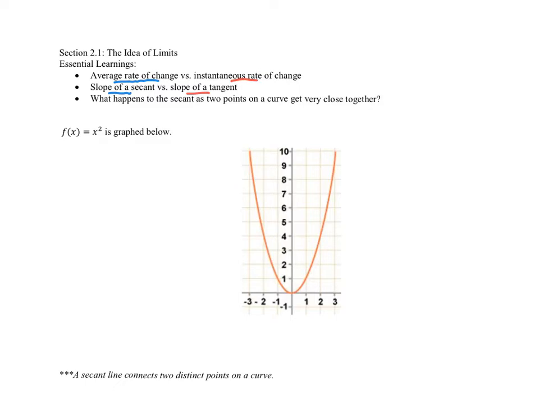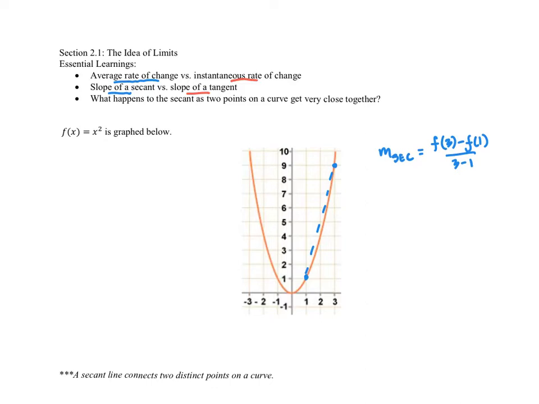So for example, I want to draw a secant line on the interval from x equals 1 to x equals 3. This dotted red line, or excuse me, blue line, is going to represent the slope of a secant line, which would be f of 3 minus f of 1 over 3 minus 1 in this case.